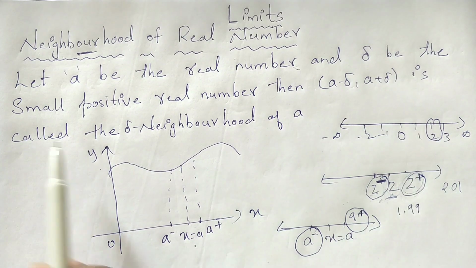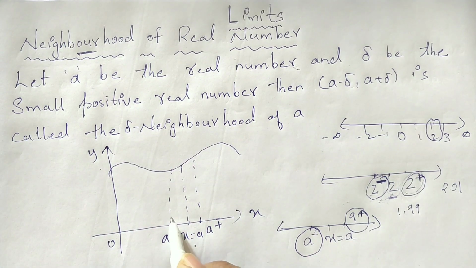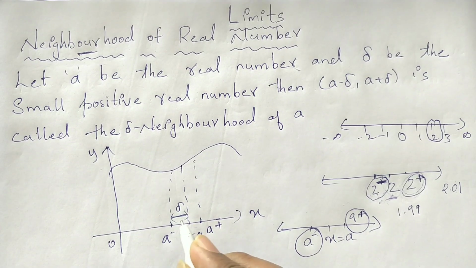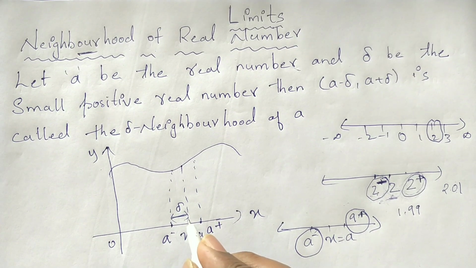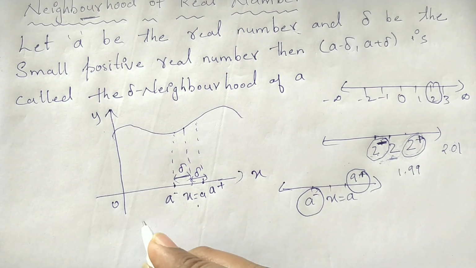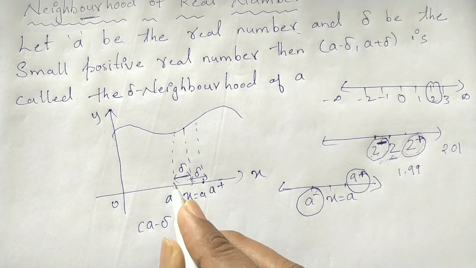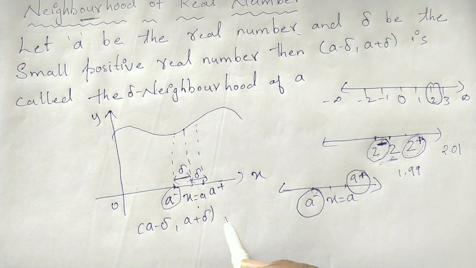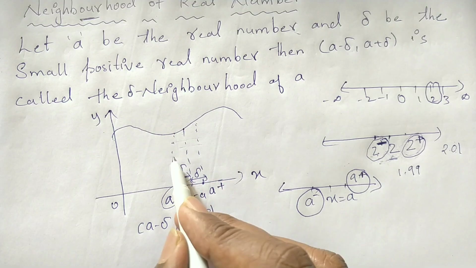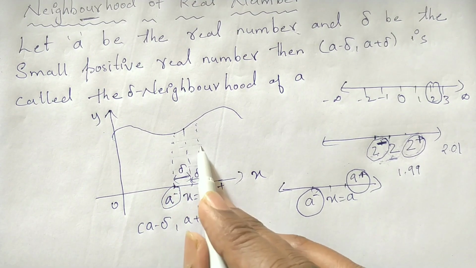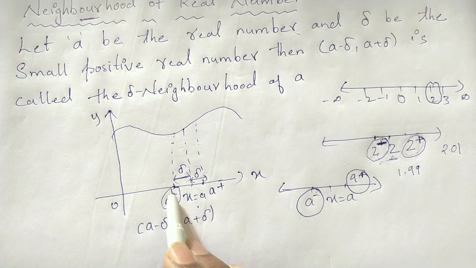Now let delta be a small positive real number, meaning this distance is very small, so I will denote this with delta. Delta is nothing but a small distance. If this is delta, and this is also delta. So the interval a minus delta, comma a plus delta, is called the neighborhood of a. This portion is called the neighborhood of a. Understood?